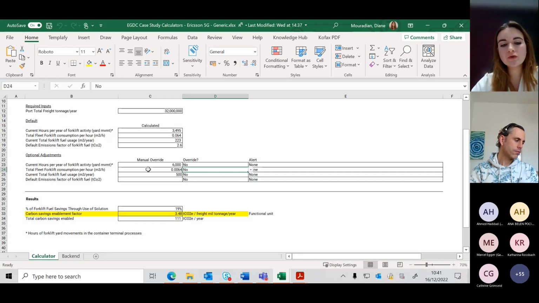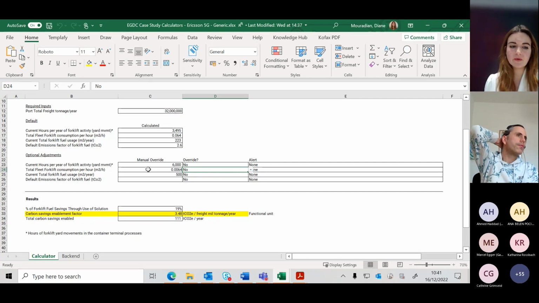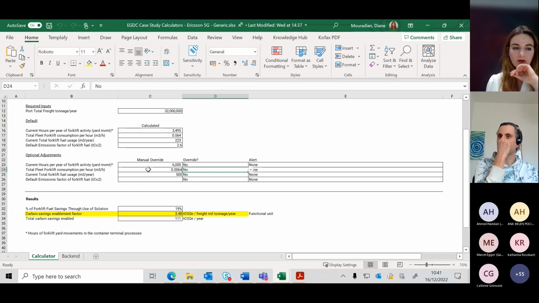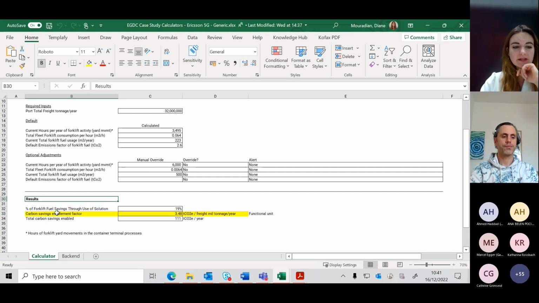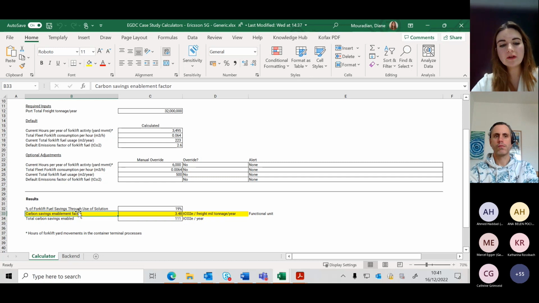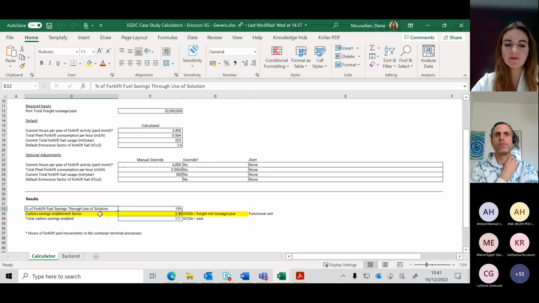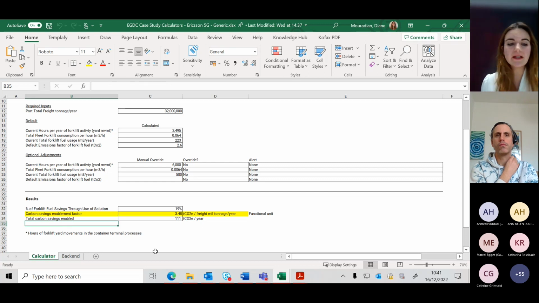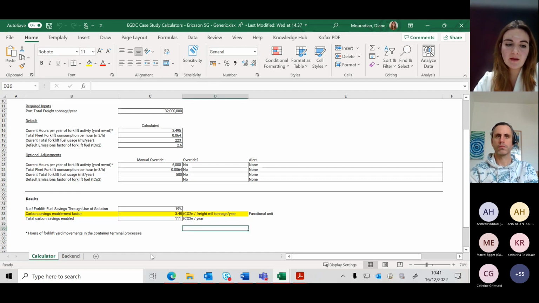These override options will filter through to the back end of the calculator, which is where all the computations carry through. And then the results, as I said, we have an indication of the forklift fuel which is saved through the use of the solution, and the carbon savings enablement factor, with functional unit tons CO2 per million freight tonnage processed per year. And then the final output of the calculator is the total carbon savings enabled by the solution per year. So that was a very brief overview of the Ericsson case study calculator.